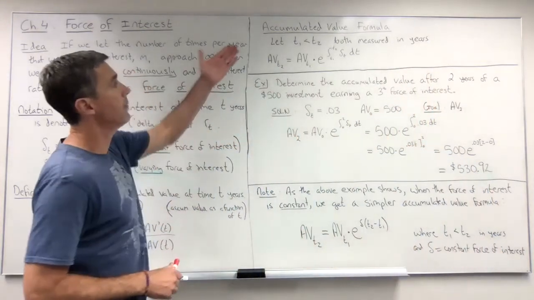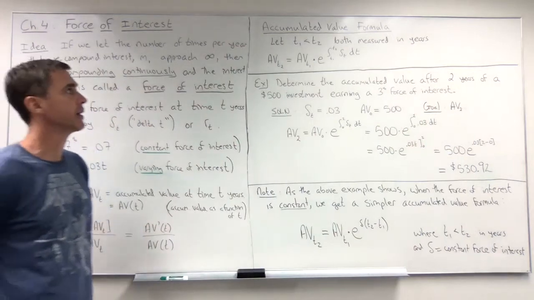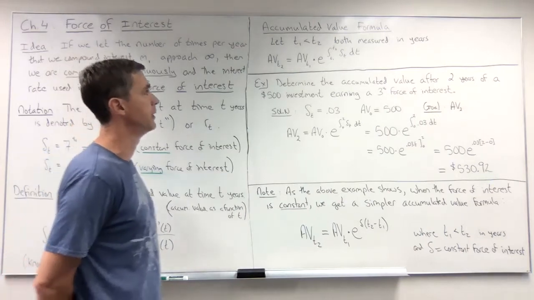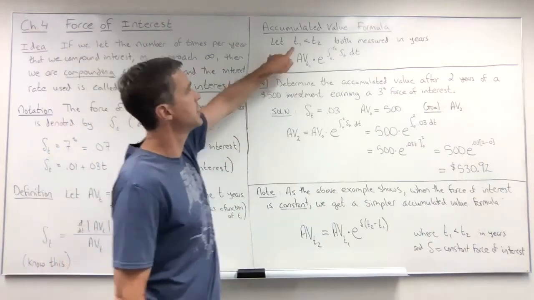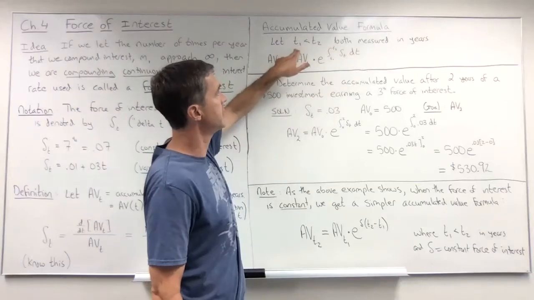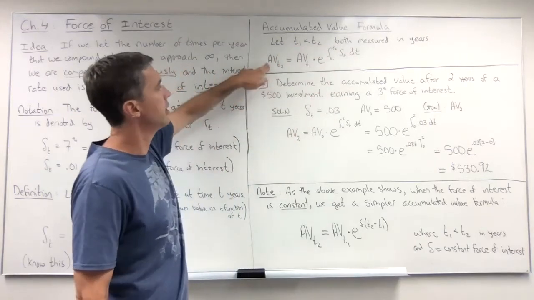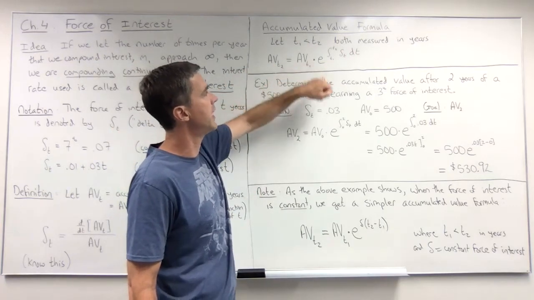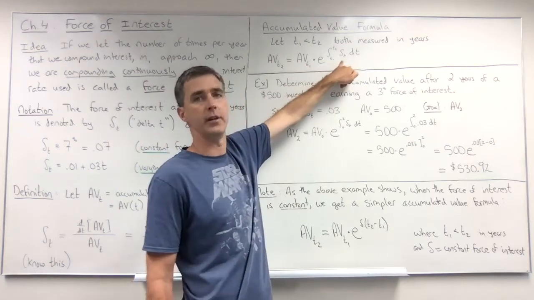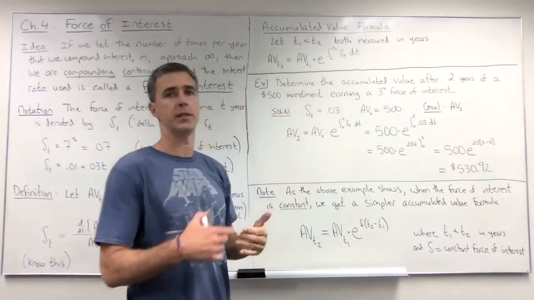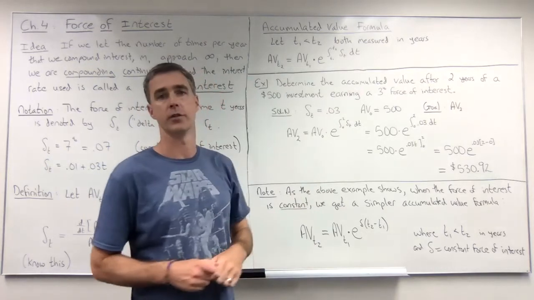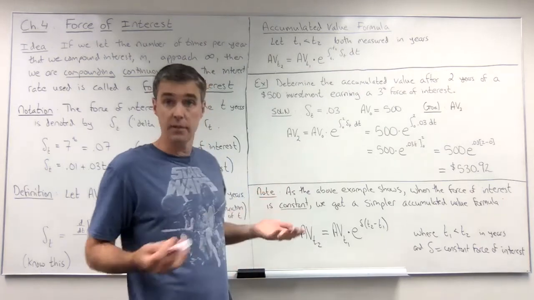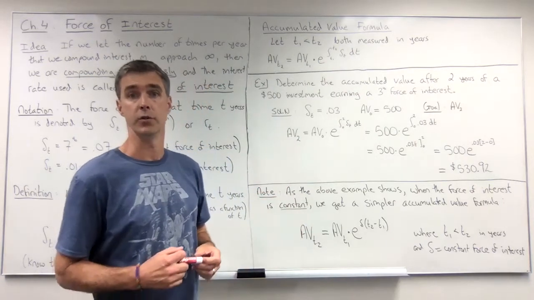All right, and since we have a new force of interest, we were also going to pick up a new accumulated value formula, which the derivation will be gone over later. So let's let t sub 1 and t sub 2 be years, t sub 1 before t sub 2. Then the accumulated value at time 2 is given by the accumulated value at time 1 times e raised to this definite integral. The definite integral from t1 to t2 of the force of interest delta t integrated with respect to time. All right. So it's a very different looking formula than the ones you've been used to.